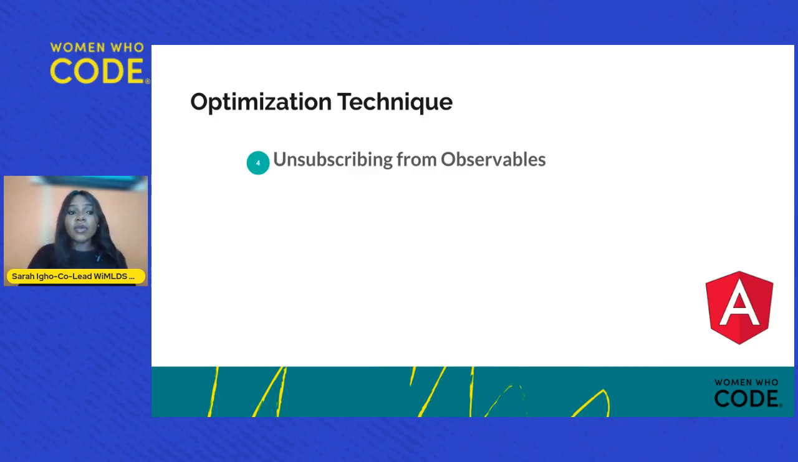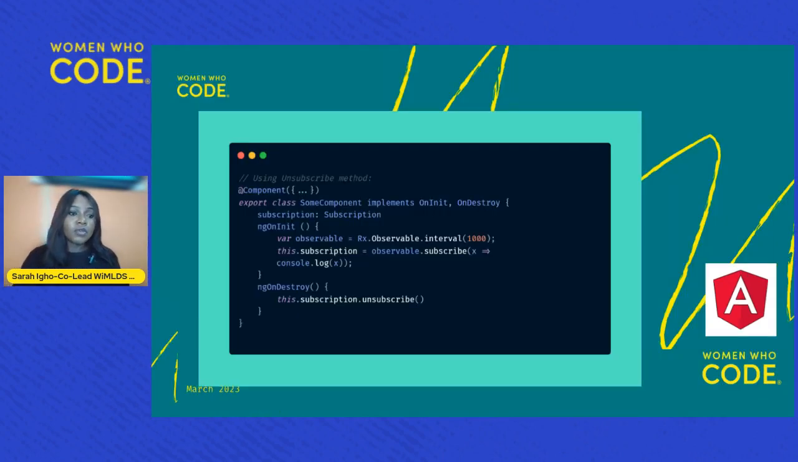Another way you can unsubscribe from observables is to use the takeUntil operator. Using takeUntil, you can create a notifier observable that emits a value to signal the component to unsubscribe from all subscriptions. As you can see on your screen, we have an example where we are using the ngOnDestroy method to unsubscribe from a previous subscription. Again, there are other better ways to do this, but this just shows how you can leverage the ngOnDestroy lifecycle hook to unsubscribe from observables.